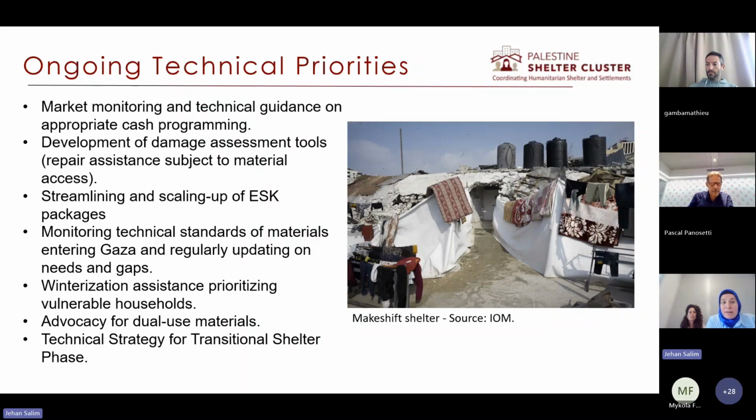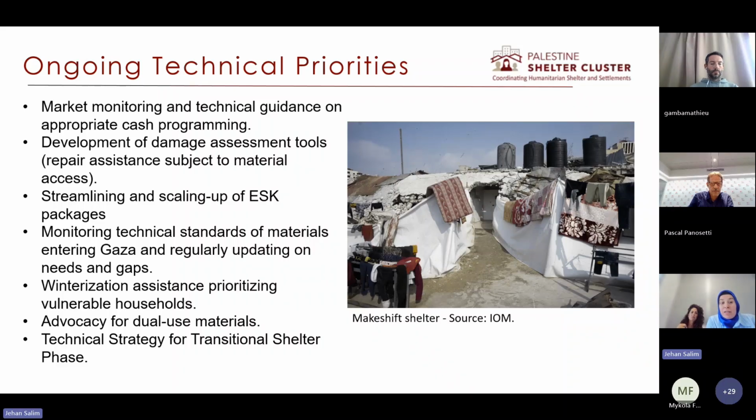So ongoing technical priorities is the last slide. We do market monitoring with some partners, reaching out to partners who are interested to participate in this, in coordination with the cash working group. And then we are developing this damage assessment tool. Then streamlining and scaling up of ESK packages, the emergency shelter kit, to see how to move forward with this.